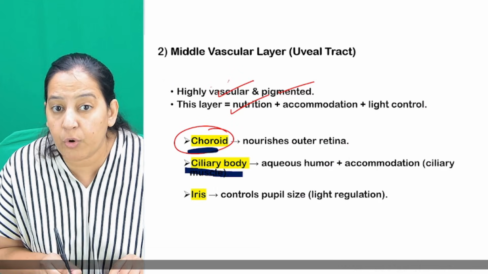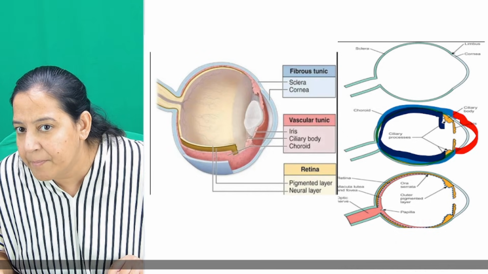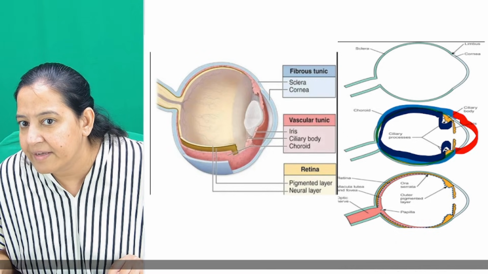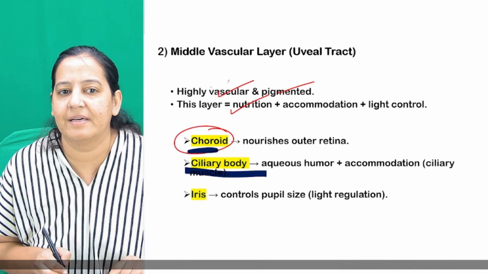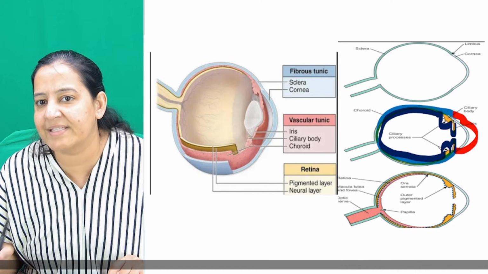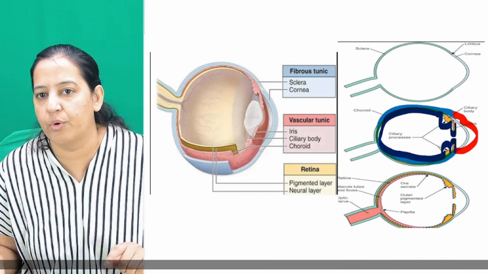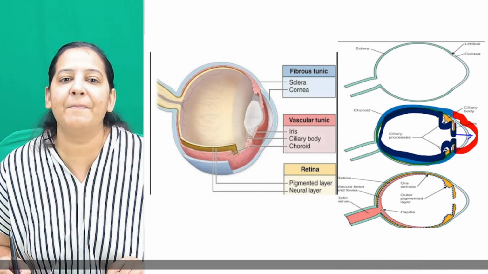The continuation of the choroid is ciliary body. Now you please pay attention. The continuation of the choroid is the ciliary body. This is the ciliary body. And the continuation of the ciliary body is iris. Okay, you can see it's like a spherical curtain. I will show you. And this space is known as pupil. You are understanding it? So this is the middle layer.